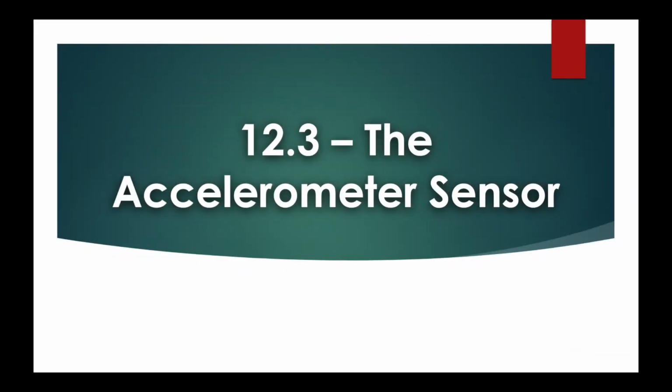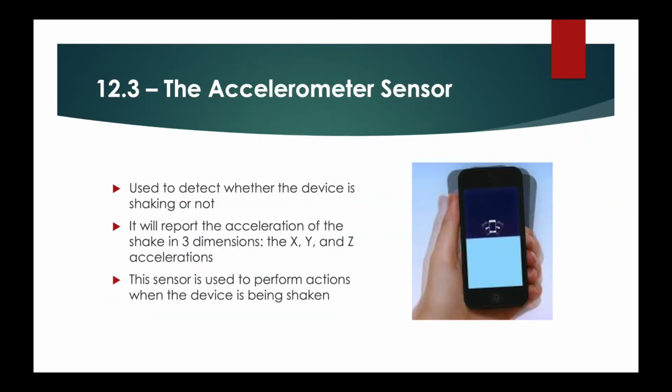The accelerometer sensor. The third and final type of sensor is the accelerometer sensor, which is also found in the sensor's palette. It is a non-invisible component that detects whether the device is shaking or not, and it will report the acceleration of the shake in 3 dimensions, the x, y, and z accelerations. This sensor is used to perform actions when the device is being shaken.